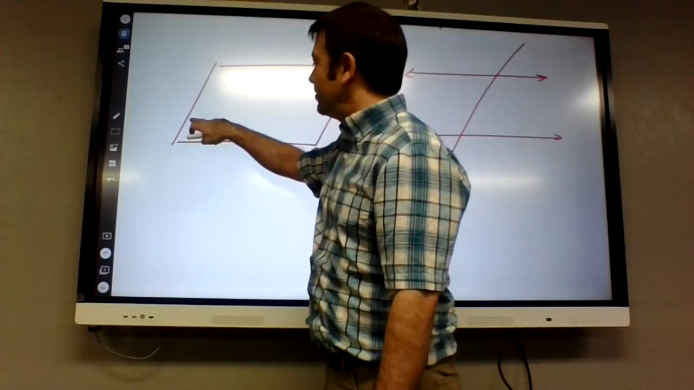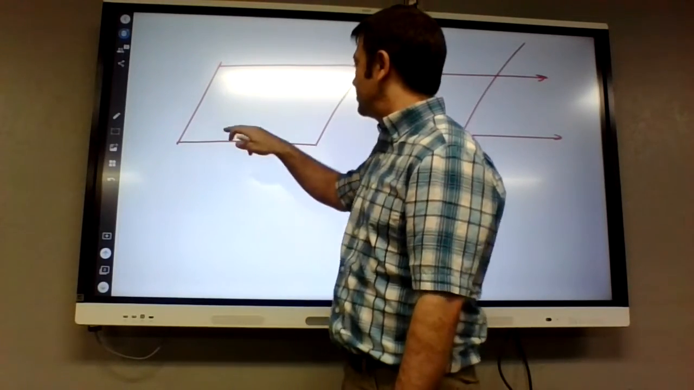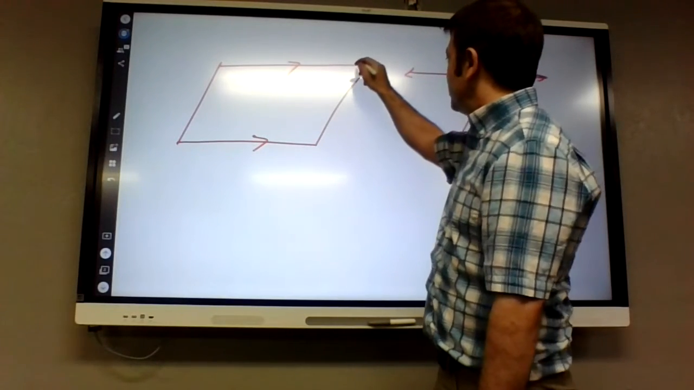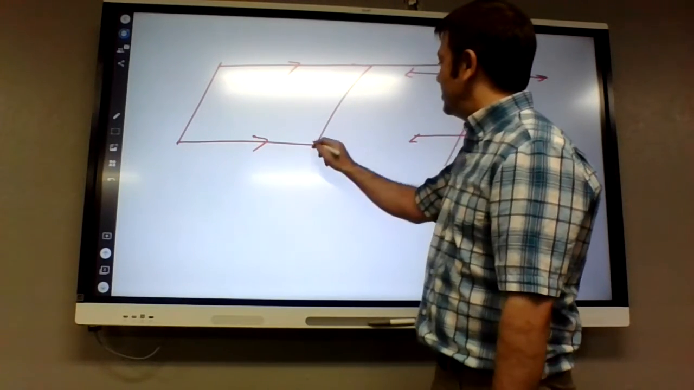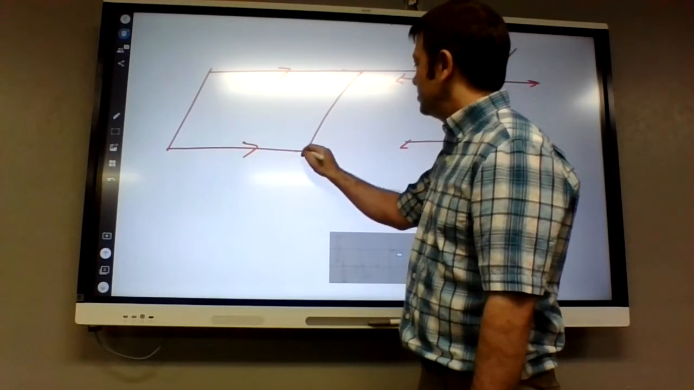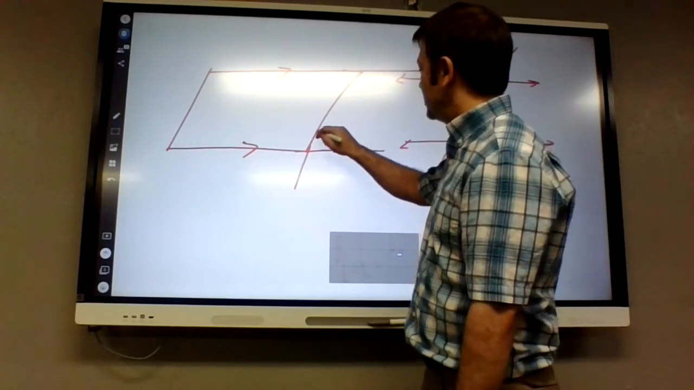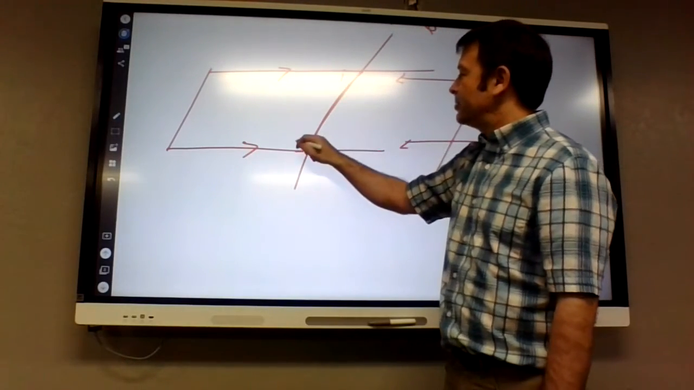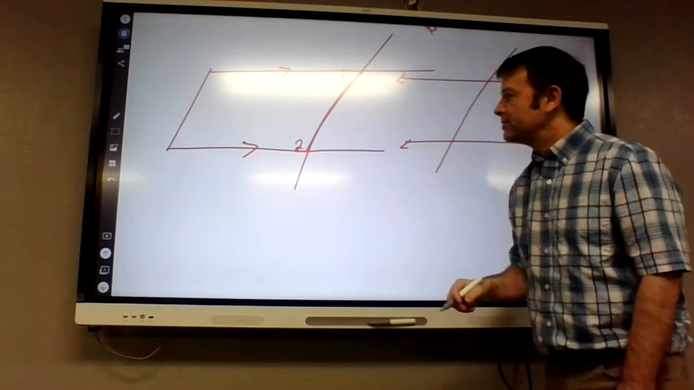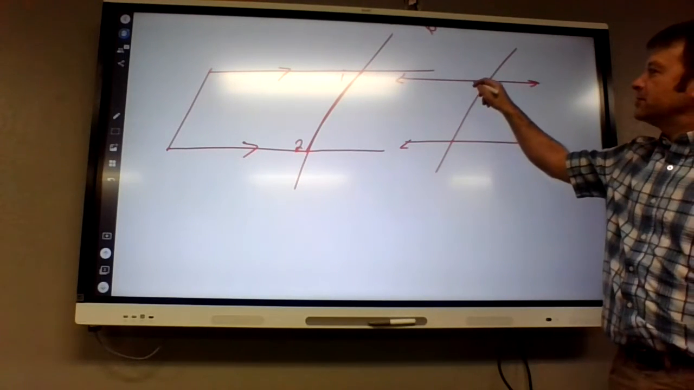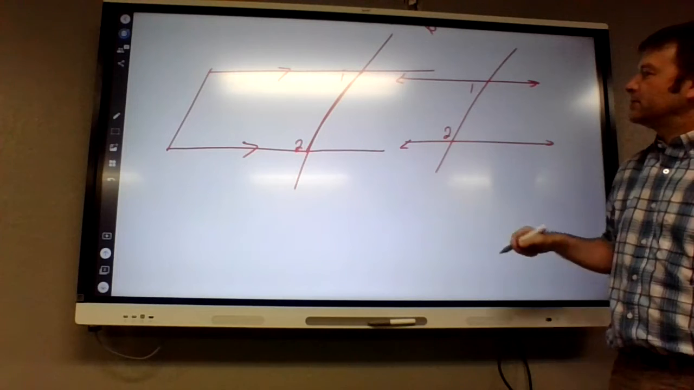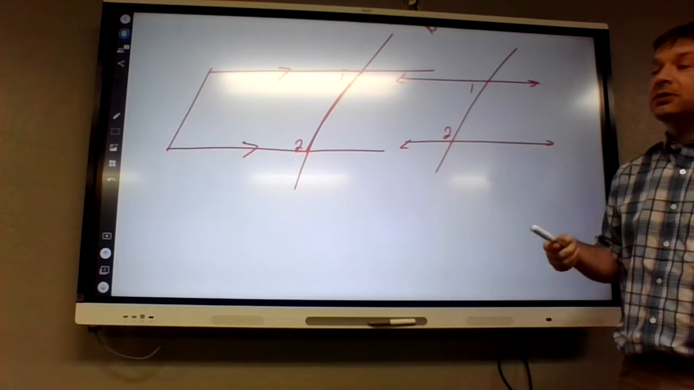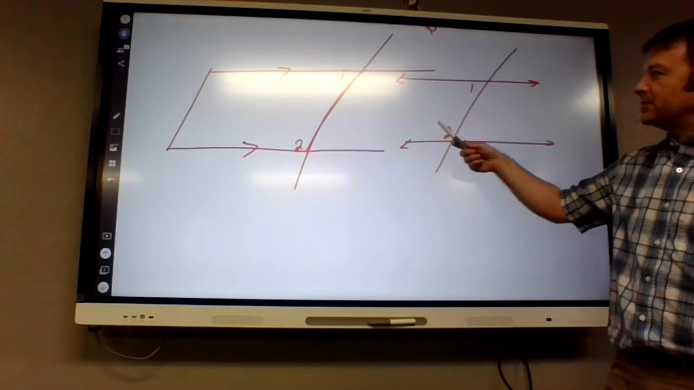So it turns out, and this is where things get tricky, when you draw these extra lines, this line's parallel to that line. So if I extended these lines, you guys see the parallel lines and the transversal? Okay, so what do I know about these two angles in a parallelogram? They're not corresponding. They're supplementary. Yeah, they're same side interior. You guys see it?